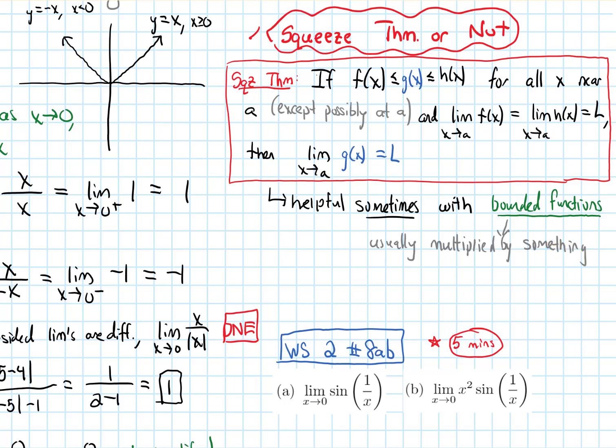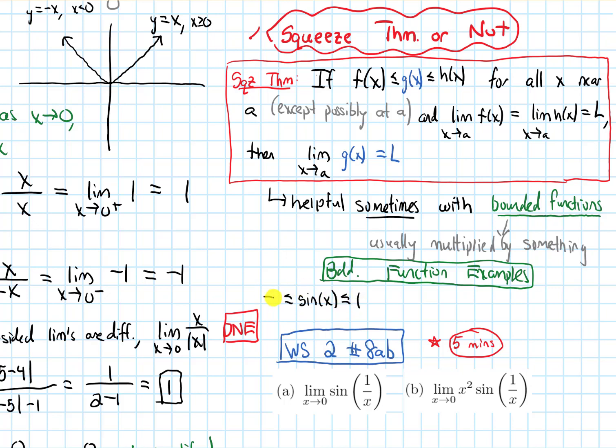So let's give some examples of bounded functions. So we've seen 3 examples of these. So there is sine x. Sine x is always between 1 and negative 1. There's cosine x, which is also between negative 1 and positive 1.